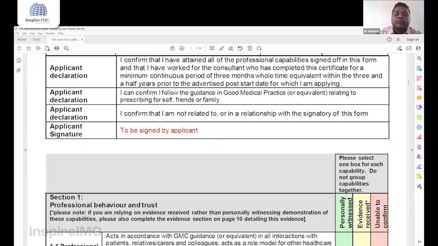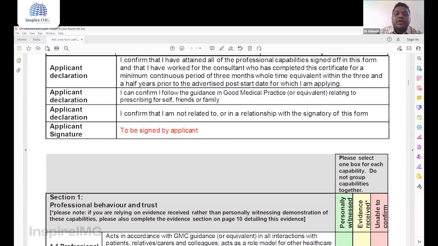In Good Medical Practice, you can find a beautiful booklet on the GMC website. There's a good section regarding prescribing for yourself, your friends or family. It's illegal to prescribe medications for yourself and your family or close friends. You have to go through the legal system.